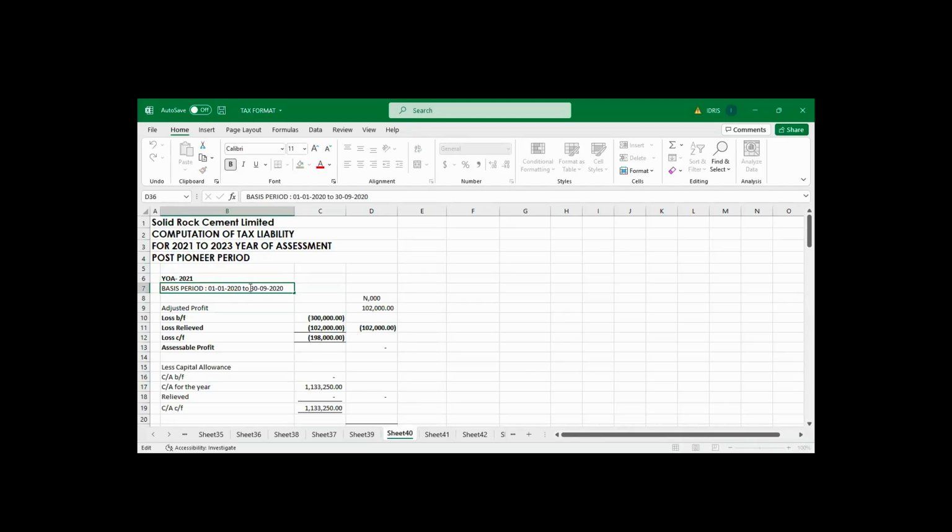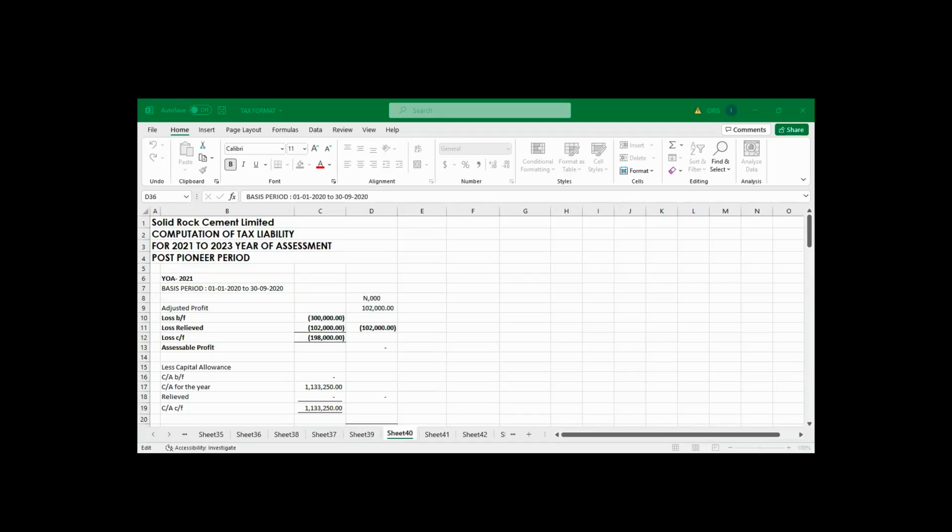In the question, what is the accounting year end of the company? Go and check the question very well. The accounting year ends 30th September, not June. Please check very well. It's September. The accounting year ends September.